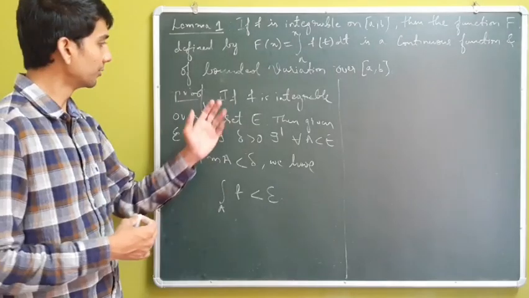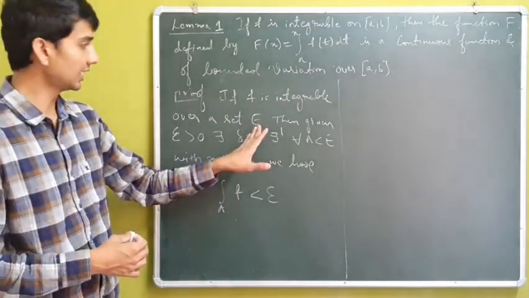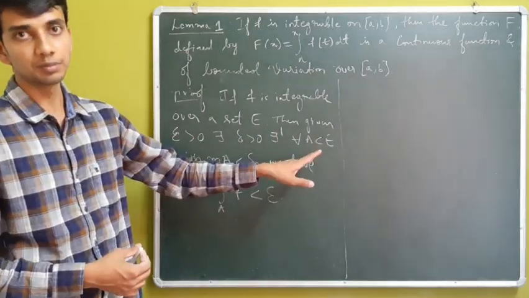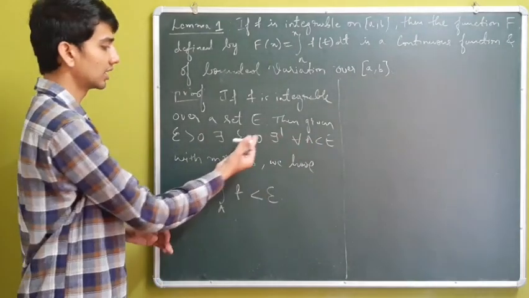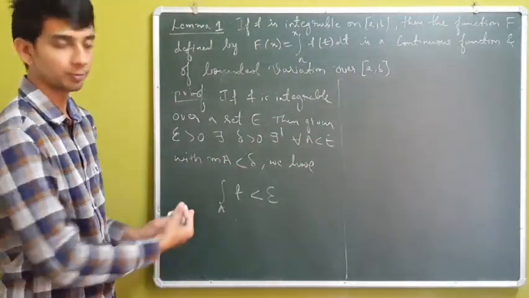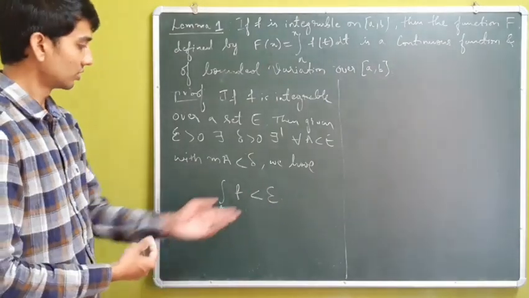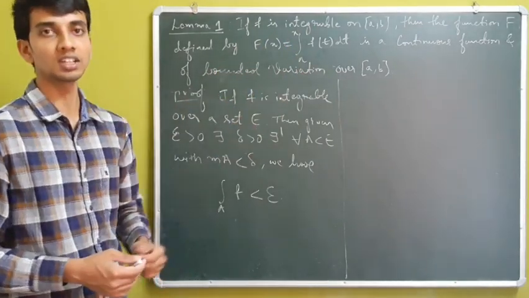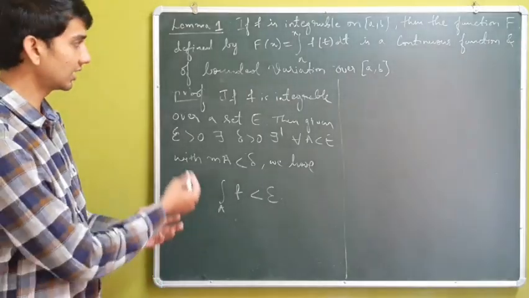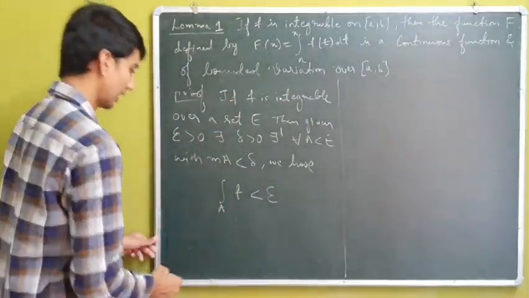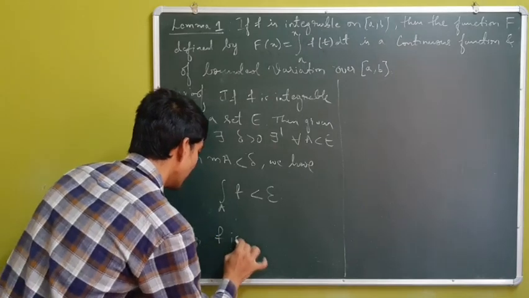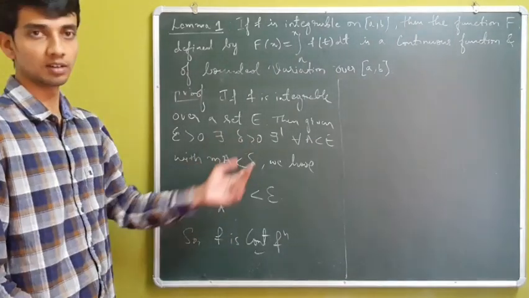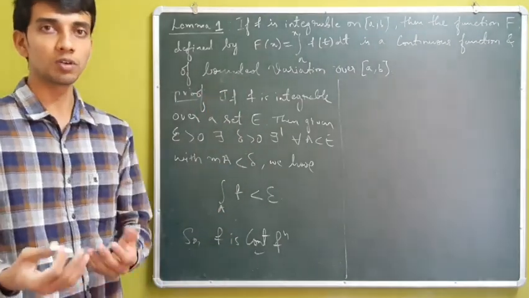So it states that if f is integrable over a set E, then given epsilon positive, there exists a delta positive such that for every subset A of E with the measure of A less than delta, we have the integral of f over A less than epsilon. So we need to prove two things here: F to be continuous and F to be of bounded variation. By this theorem, it directly follows that F is a continuous function. Now we are left to prove F to be of bounded variation.